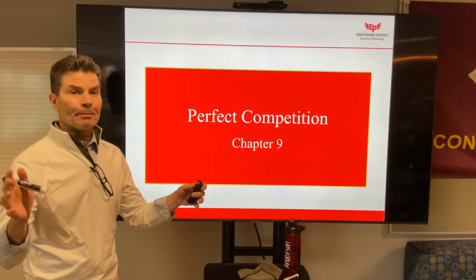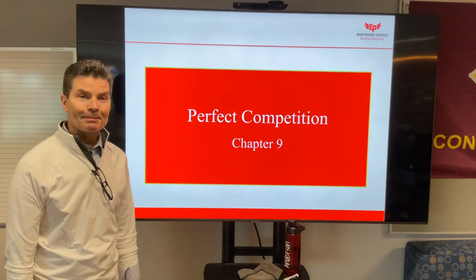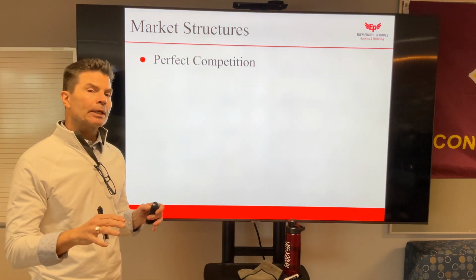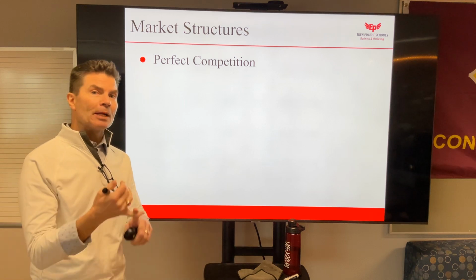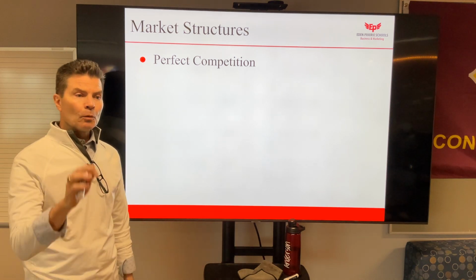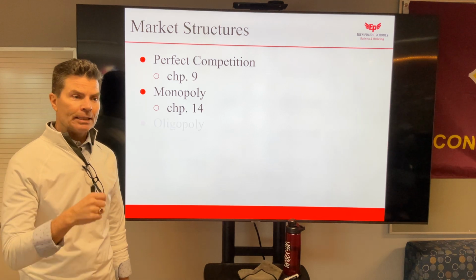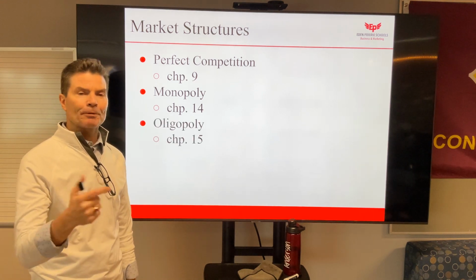Hello, AP Microeconomics. Welcome to Chapter 9, Perfect Competition. A few things that we're going to look at throughout these next few chapters, chapters 9, 14, 15, and 16: we're going to look at perfect competition. We're going to look at monopoly, which is chapter 14. We're going to look at oligopolies, which is chapter 15.